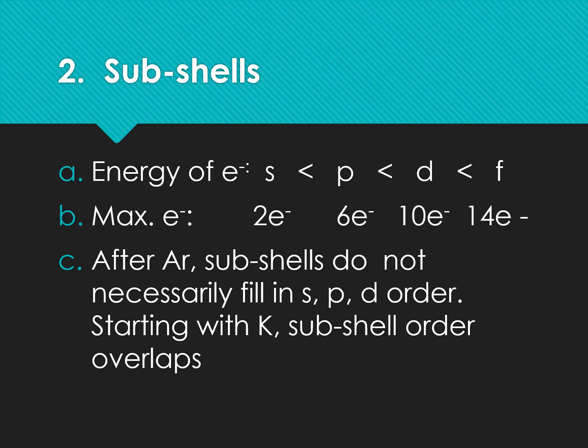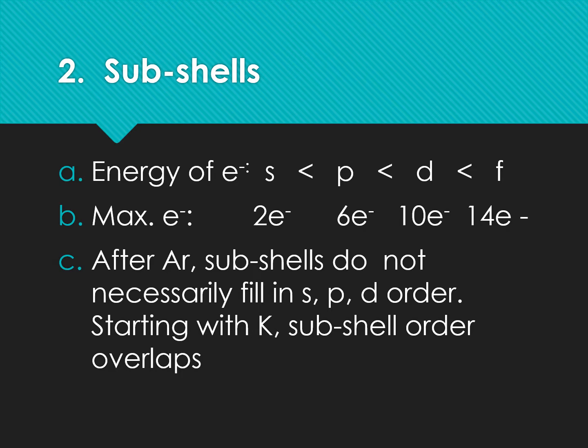The most energy is in the f. So the least amount of energy of electrons is the s, and then it goes to p, d, and then f. The maximum number of electrons that can be held in each subshell is 2 for the S, 6 for the P, 10 for the D, and 14 for the F.